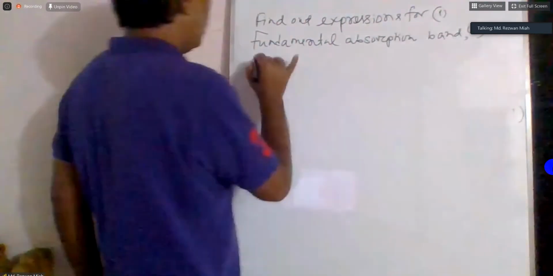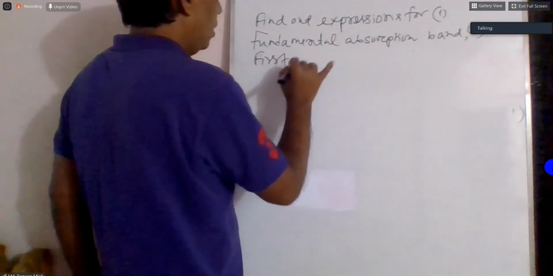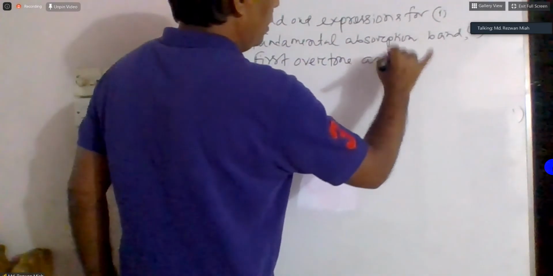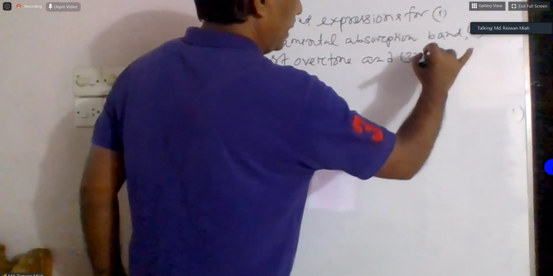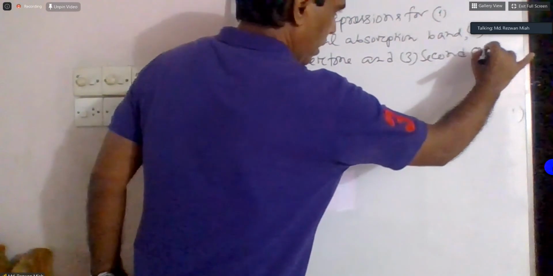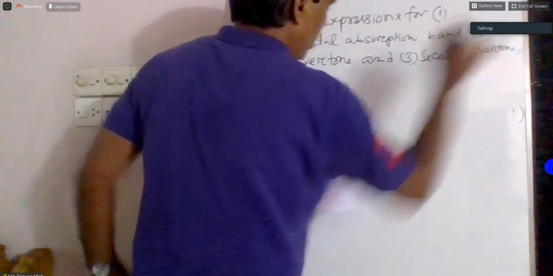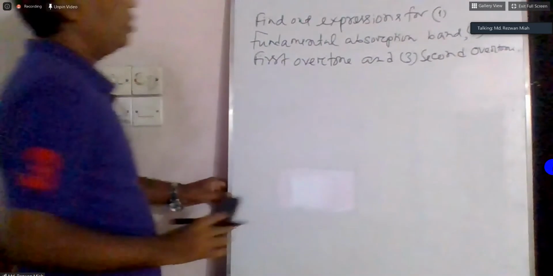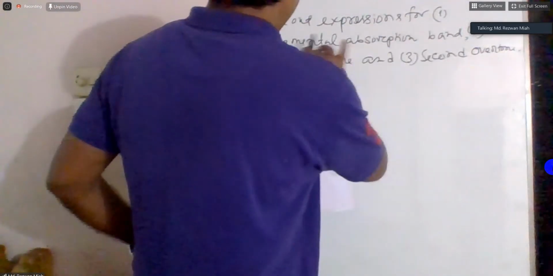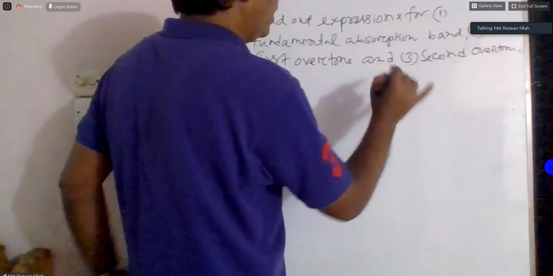Two is the first overtone, and third and the last case is the second overtone. So for finding out the expression for the first overtone, etc.